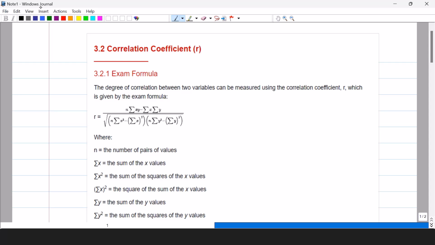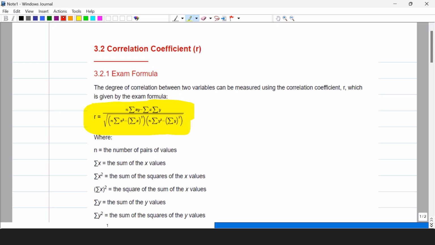Now, I have an extract from our study hub open on my screen here. The reason that this topic is difficult is because of this scary looking formula. Let's do three things in this video. One, let's demystify this topic, correlation coefficient. Two, let's practice using this formula. And then three, we'll look at the coefficient of determination.